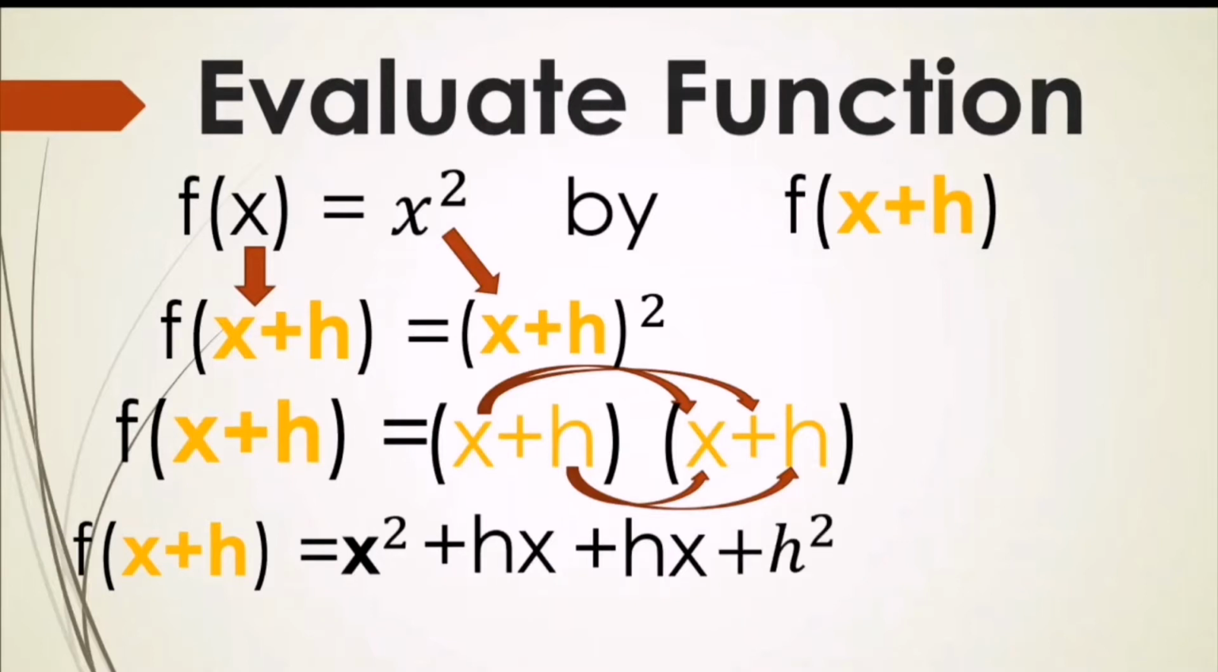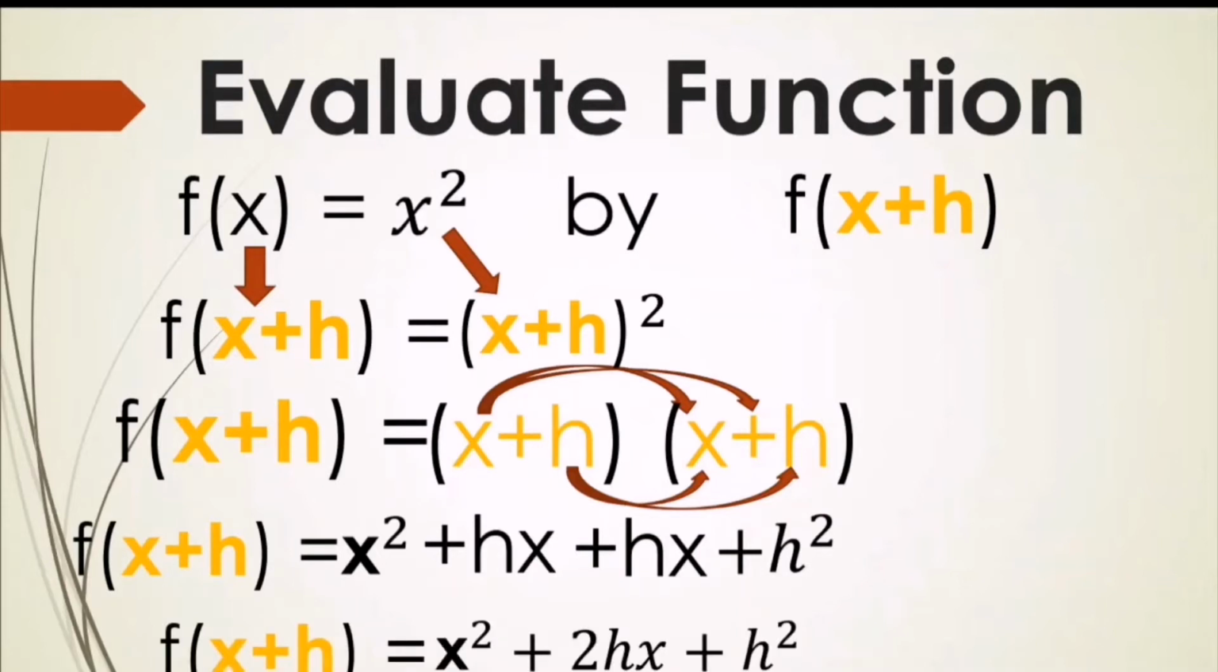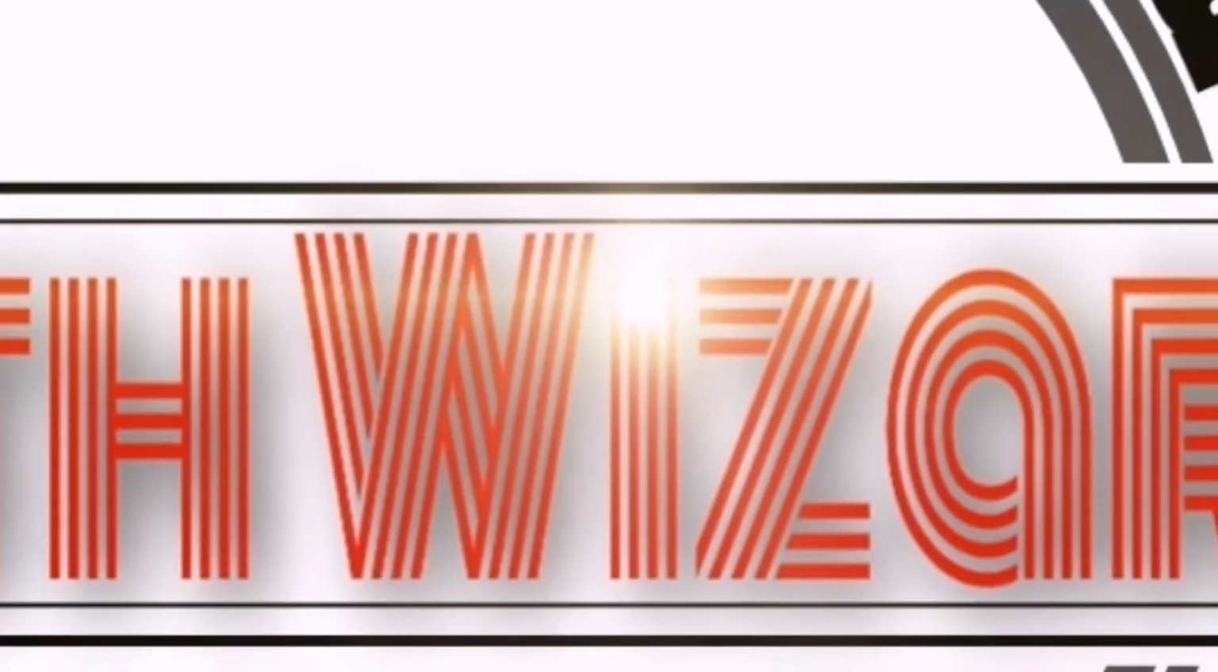And then we need to combine like terms. So these are the like terms, hx and hx. Therefore, the answer is x squared plus 2hx plus h to the second power.